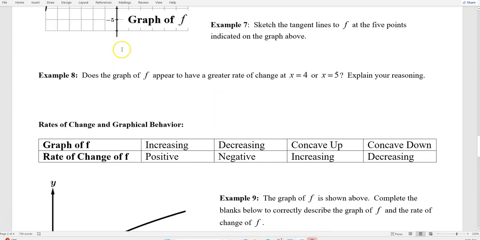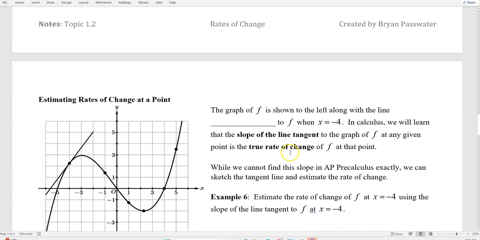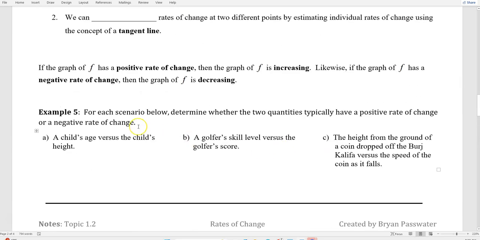This chart, it's this one right here, was on yesterday's notes. We filled it in right. If the rate of change is positive, the graph of f is increasing. So let's talk about just a couple of scenarios, and then we're going to probably have to go on. For each scenario, we're supposed to determine whether there's going to be a positive rate of change or a negative rate of change. So we're thinking, as the independent variable increases, what happens to the dependent variable? Is it going down or is it going up?